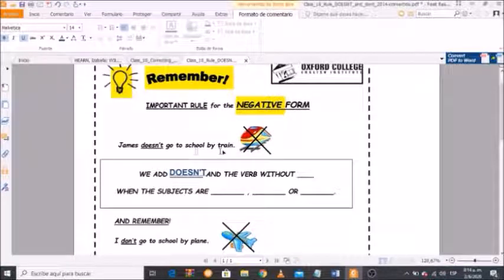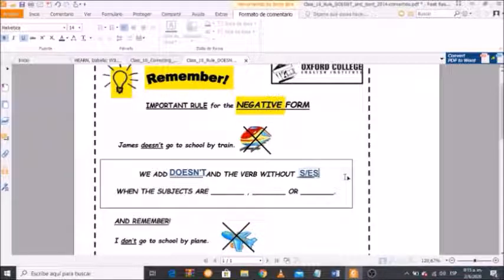Porque nosotros habíamos visto que con las oraciones afirmativas, si nuestro sujeto era he, she or it, teníamos que hacerle una modificación a nuestro verbo. Y a su vez, esa modificación iba a depender también en cómo terminara nuestro verbo. Esta oración de ser afirmativa sería James goes to school by train. Pero al hacerla negativa, vamos a eliminar esa ES. So, James doesn't go, sin la ES. So, we add doesn't and the verb without S or ES, sin la S o la ES, dependiendo.